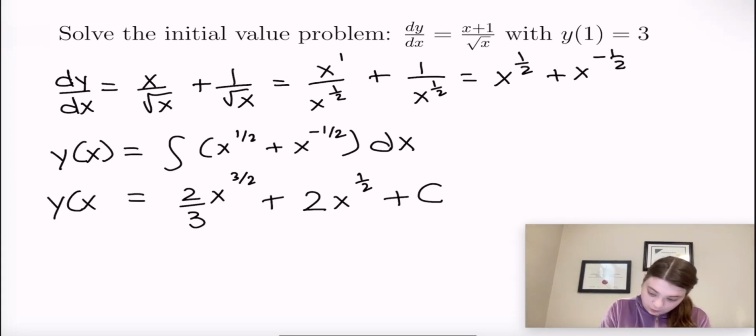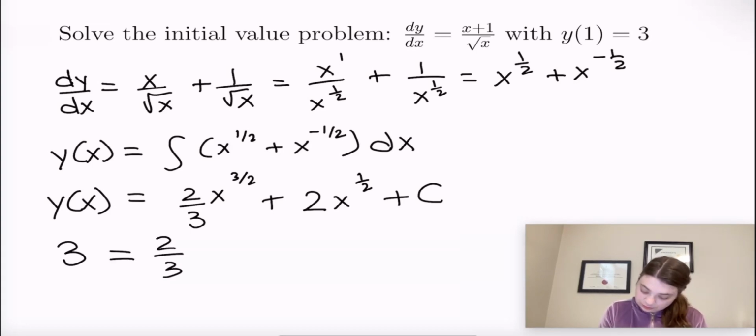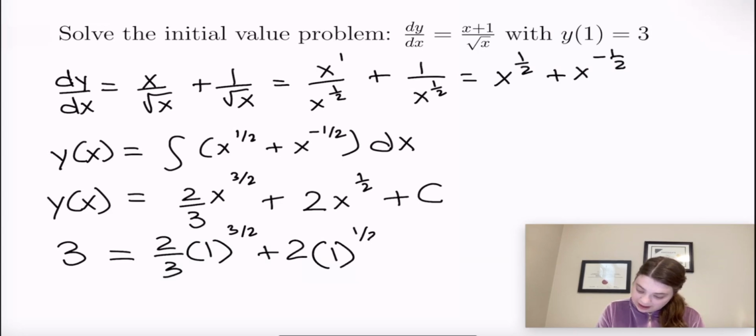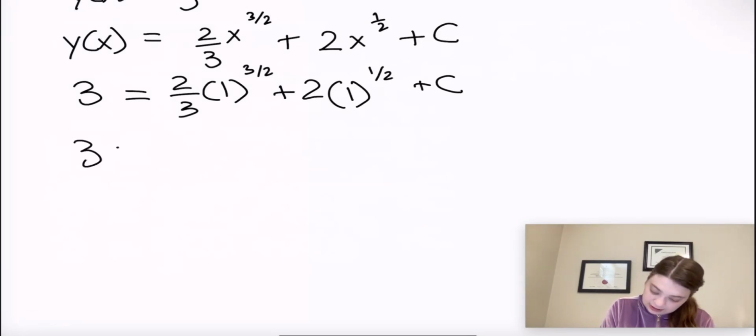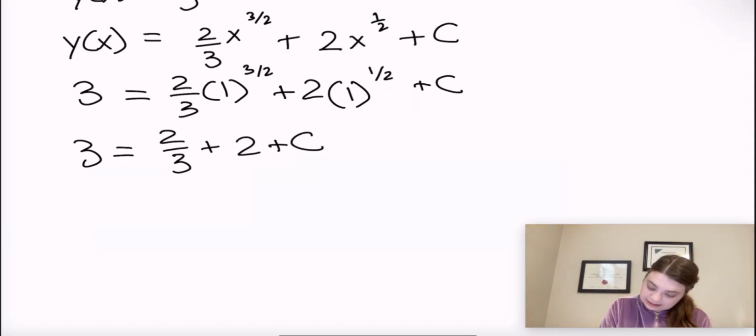So for y of x, I'm going to plug in 3, and for x, I'm going to plug in 1. So I'm going to get 2 thirds times 1 to the power 3 over 2 plus 2 times 1 to the power a half plus c. And this way we're going to be able to find out what c is in this particular example here specifically. So we're going to get 3 is equal to 2 thirds plus 2 plus c. So therefore, if we subtract, we get c is equal to a third.